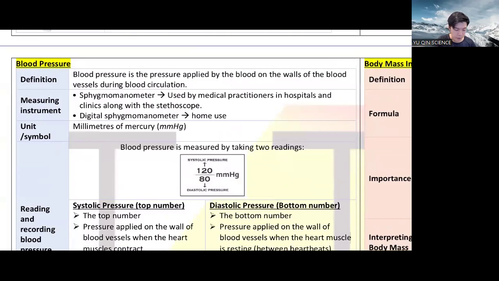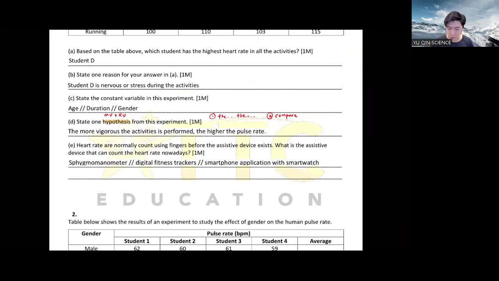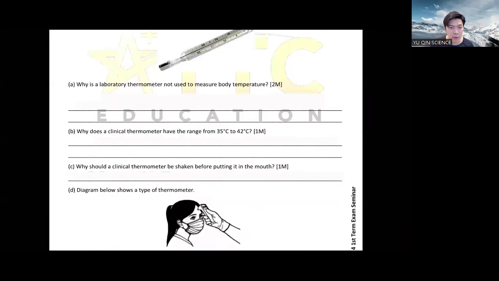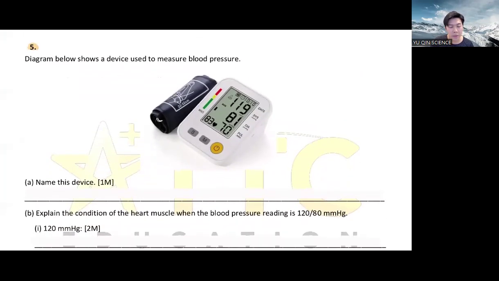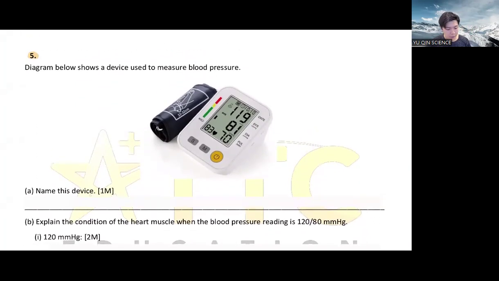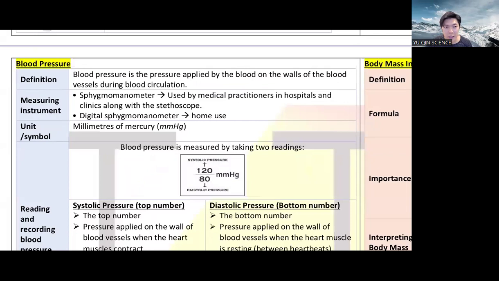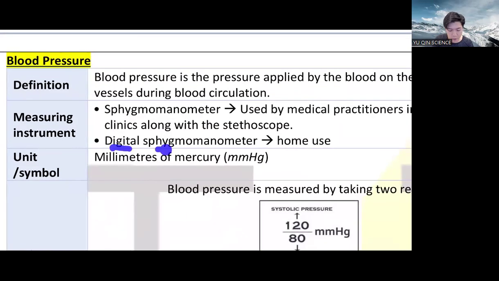Then what else? We can go on to the question, then we'll come back if we need to and see what we need. We try out question number 5, page 25. Okay, so what is the name? Obviously this one is digital. So make sure you write the word digital. So digital sphygmomanometer.